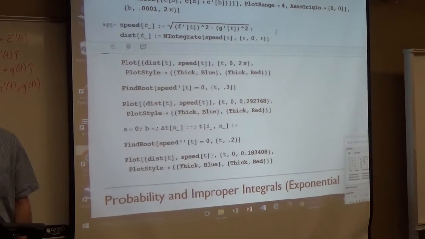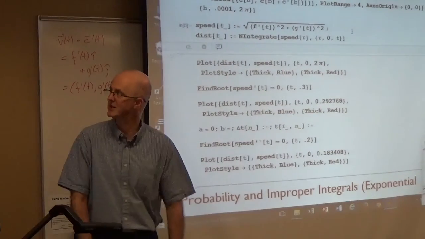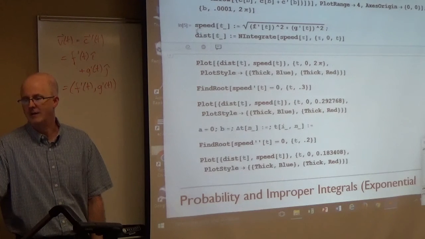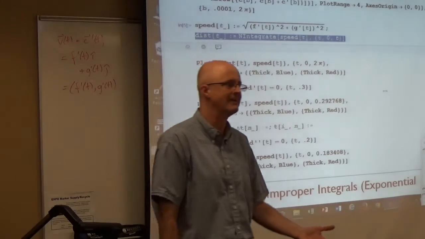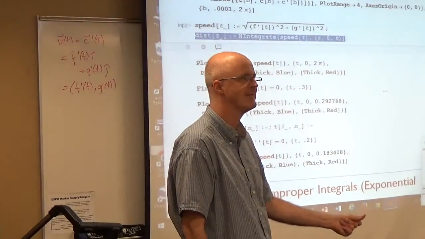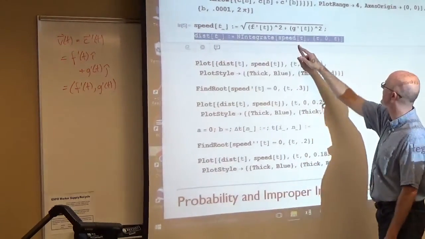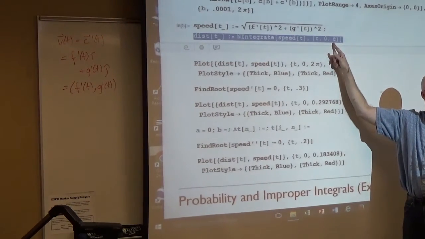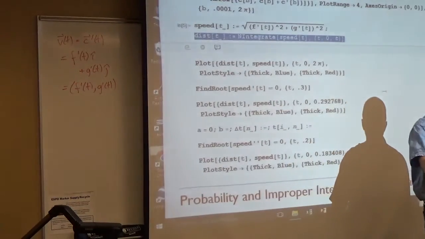What we want to do now, though, today, in Lecture A, is focus on integration, numerical integration. I want to find the distance traveled. I showed you last time that NIntegrate is Mathematica's way of doing numerical integration very quickly. And in fact, I'm doing numerical integration of the speed function for any upper limit of integration, little t, to give me my distance function, the distance traveled from time 0 to time t.